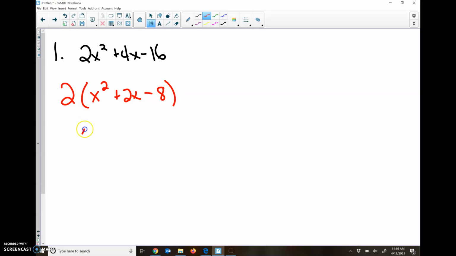And now we're going to break this one down. And so we like it when it's an x squared out in front. That makes the problem a lot easier. So now remember, I'm thinking of two numbers that multiply to negative 8. I'm going to add them. I get a positive 2.